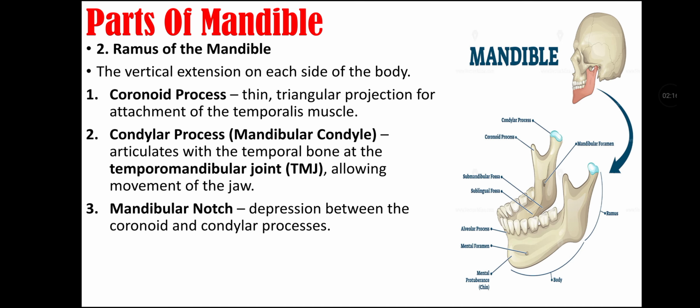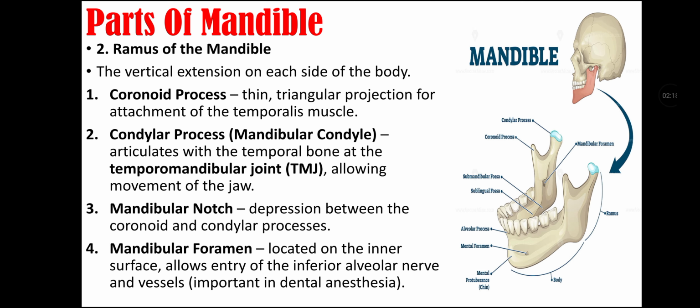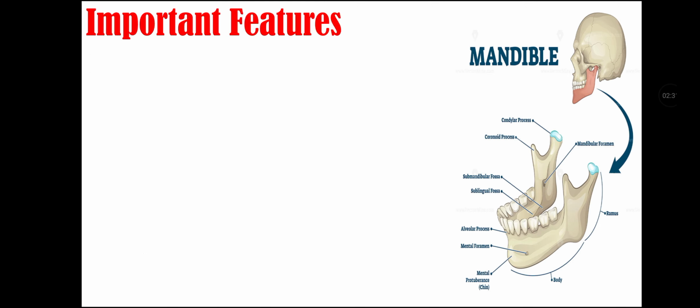Then there is one more feature on the ramus of mandible, that is mandibular foramen. It is located on the inner surface of the ramus of the mandible and it allows entry of the inferior alveolar nerve and vessel. That is important in dental anesthesia.